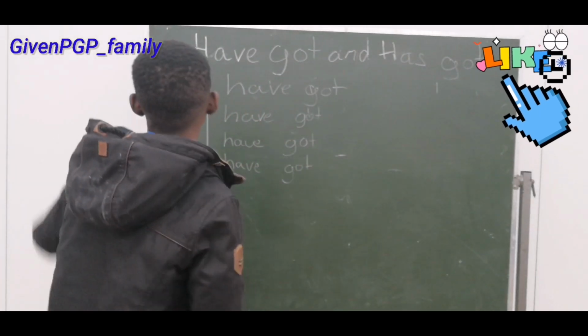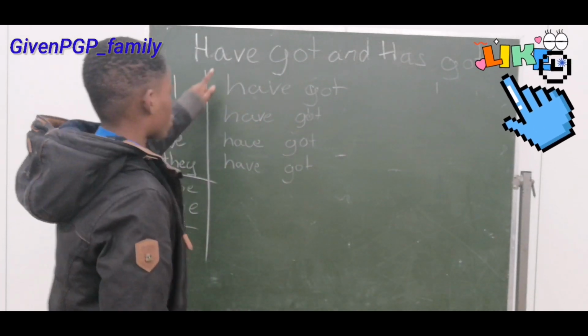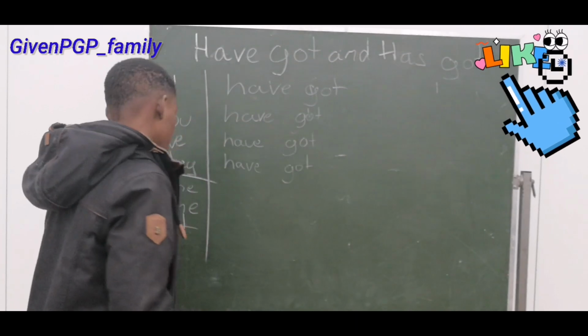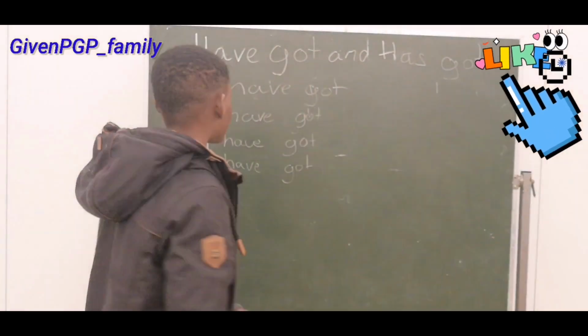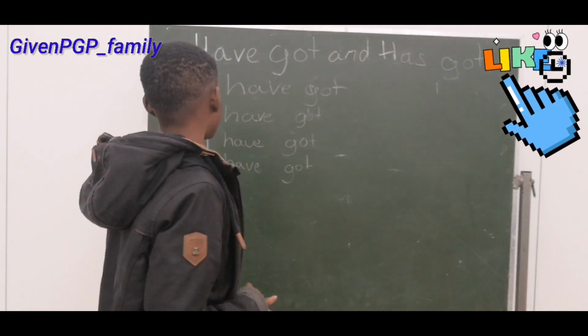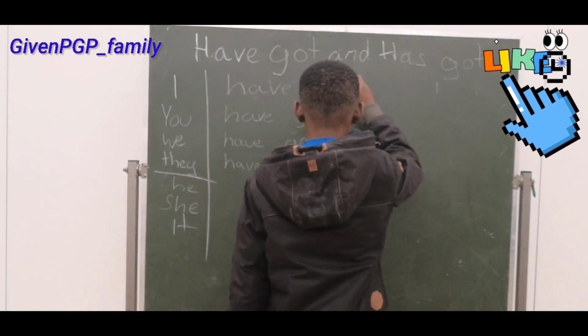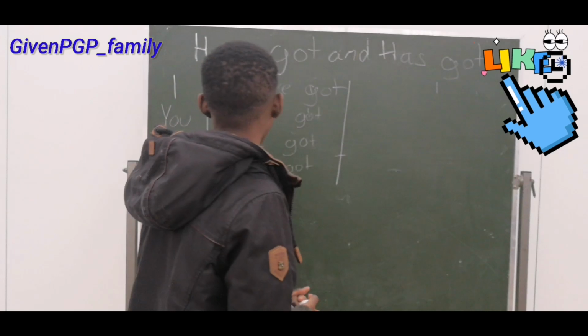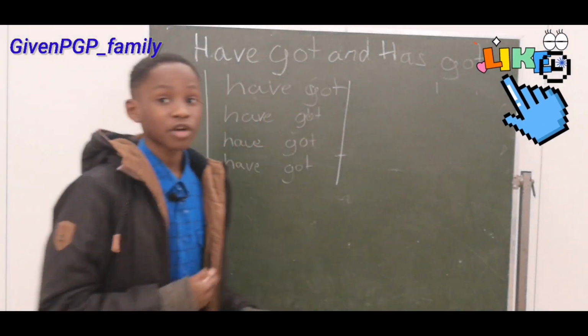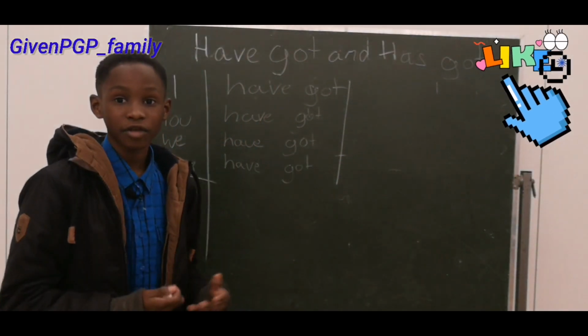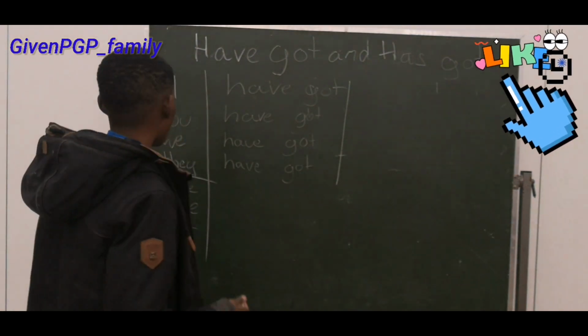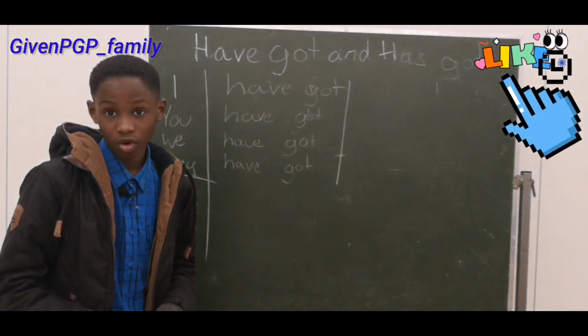So with I, you, we, they, you can only write have got. With he, she, it, you're writing has got. So let's try to make some sentences with I, you, we, they, and have got. Okay? So here, like, I have got a teacher.